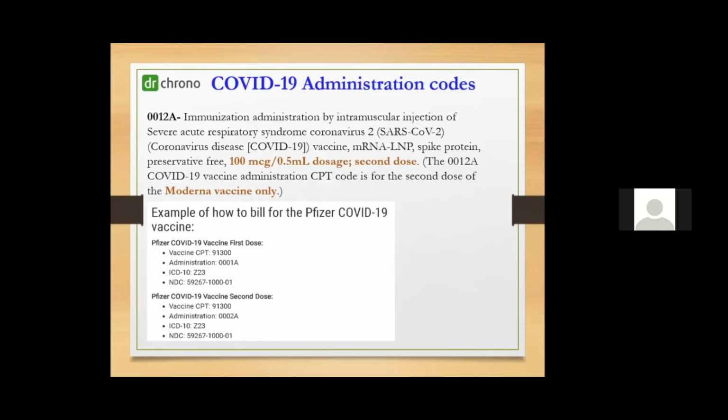So let's see an example of how it would look on a claim when you're billing out. For the Pfizer vaccine, the first dose or the second dose, these would be the codes entered on the claim. The vaccine code would be 91300, administration code 0001A, ICD-10 Z23 is the exposure code, and this is the NDC code, the national drug code, for the first dose. Similarly, for the second dose, the vaccine code would be 91300, administration code being 0002A, ICD-10 Z23, followed by the NDC code.